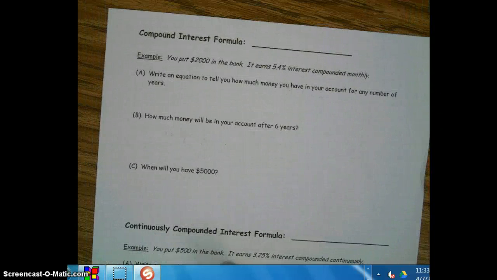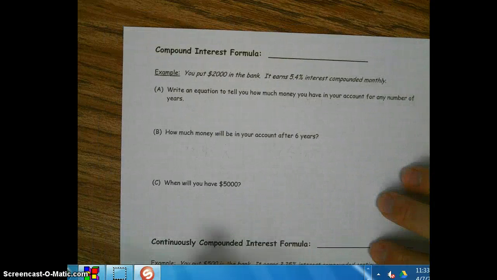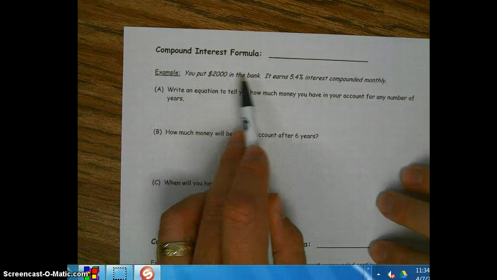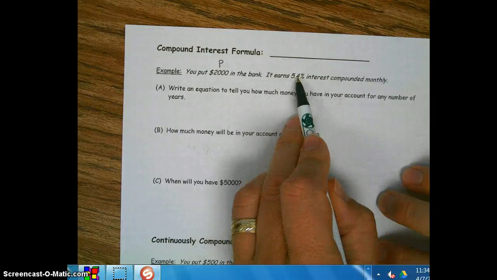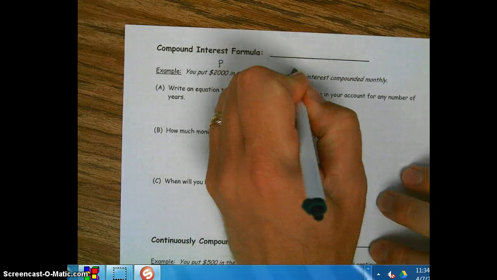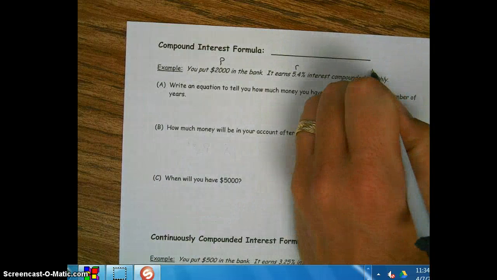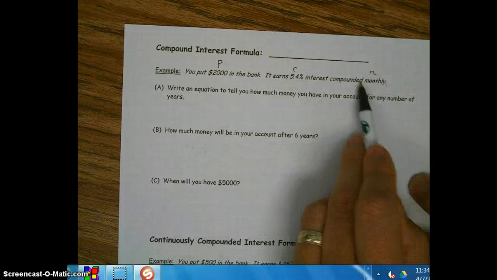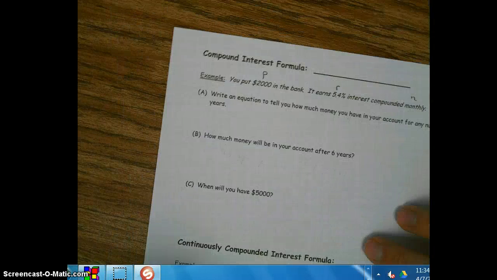All right, compound interest formula. Okay, so which formula are we going to use? Let's read it. You put $2,000 in the bank. It earns 5.4% interest, compounded monthly. Okay, so this is not continuous, so we're going to use this formula right here. So let's plug the numbers in.